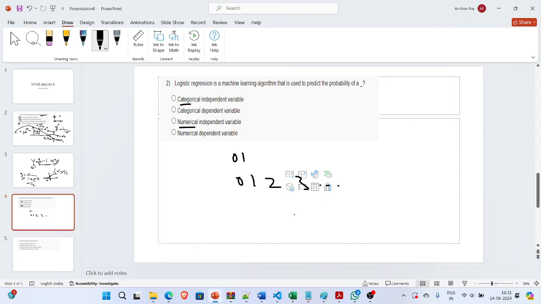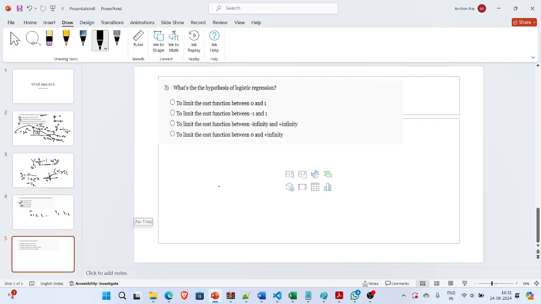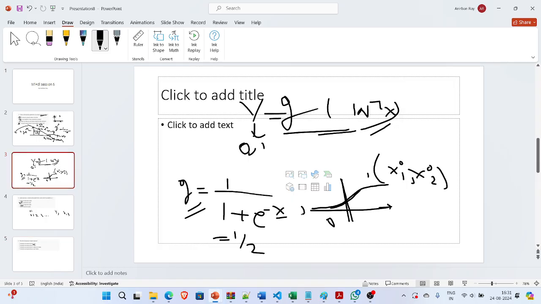And the value we are trying to predict, y, as I was showing, is dependent on x1 and x2, right? So that is why it is a dependent variable. Okay, so that part is also done. The hypothesis of logistic regression is between 0 and 1, as you can see from the curve. This can be between only 0 and 1.